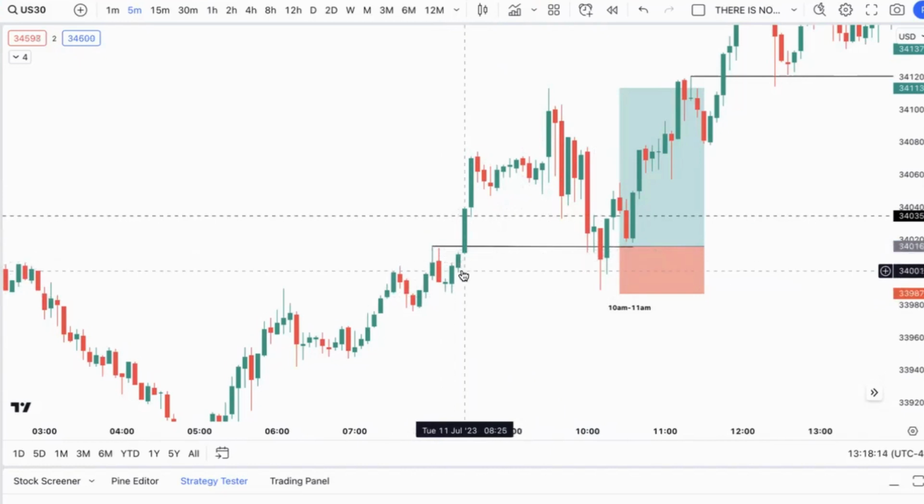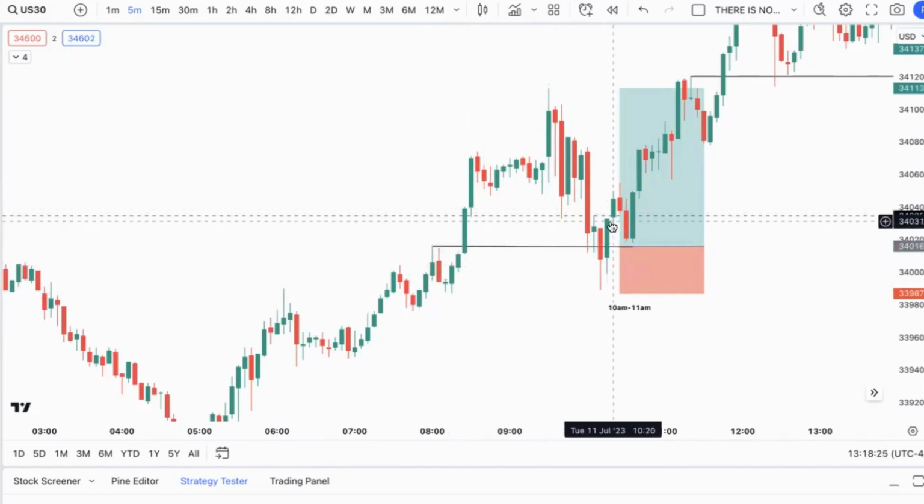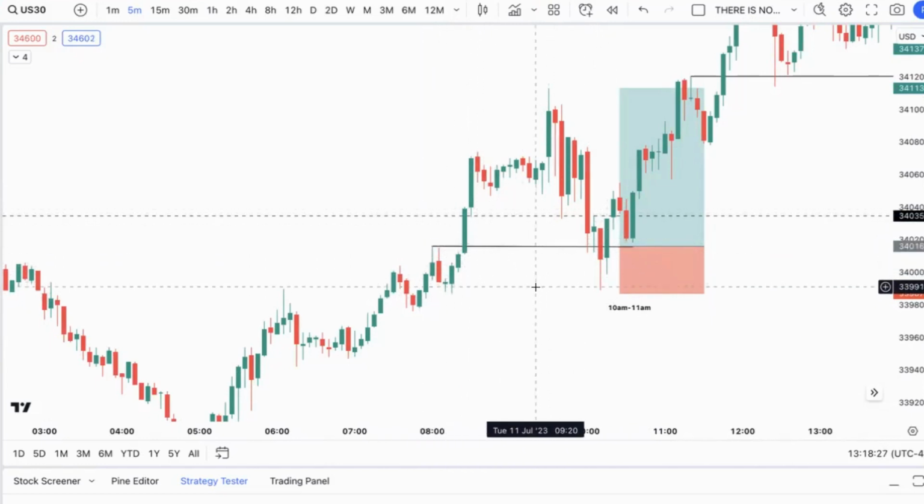I didn't know which one I wanted to target. Obviously, price brushed through this one. So you want to be a little bit generous with your stop losses. We don't want to really predict which candle price is going to go into, but as long as it does come back into the break of structure, it makes sense.